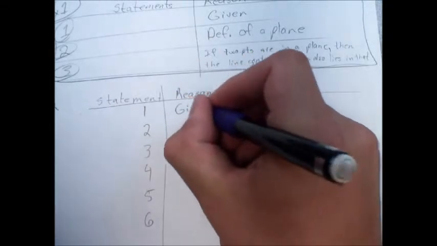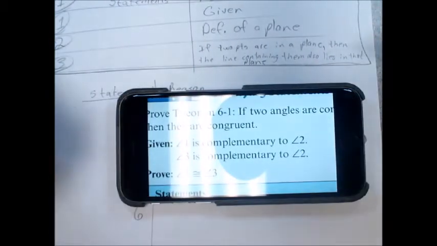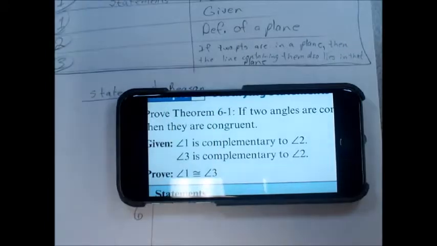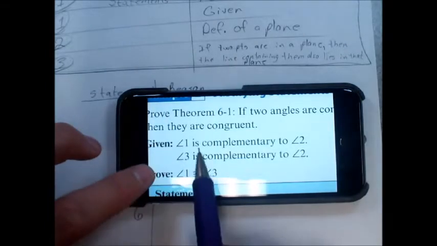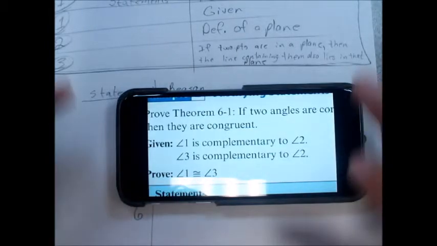Okay, it was given to us. So number 1, notice that it says on example 2, it says it right at the top, that it is given. Given: angle 1 is complementary to angle 2. Angle 3 is complementary to angle 2. So both of those statements are given.